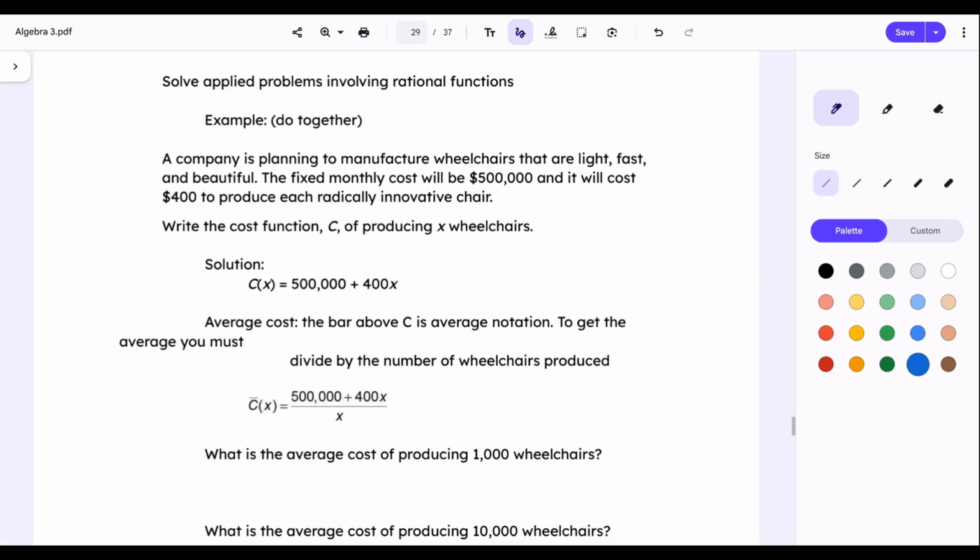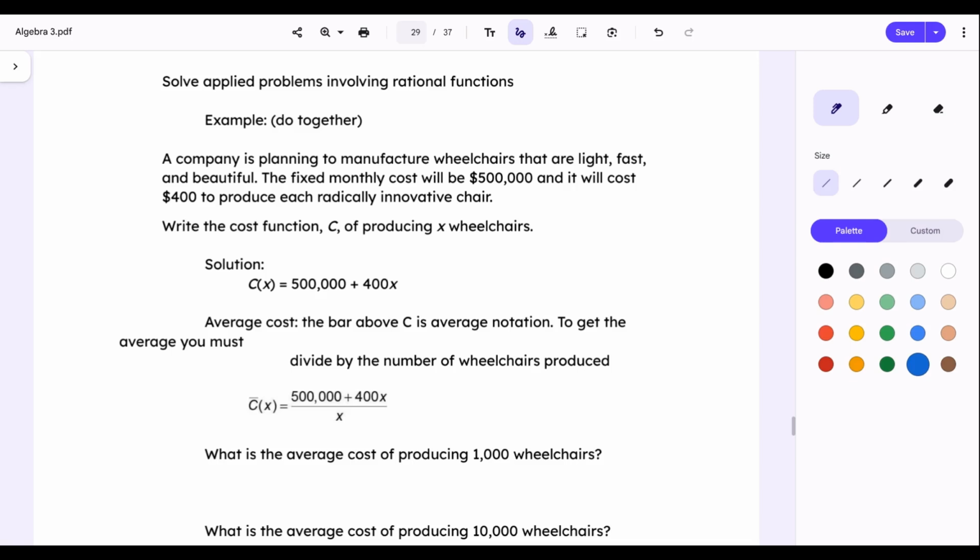Okay, the last thing we're going to do, we're not graphing. Okay, hallelujah. What we're going to do here is figure out how to work with a function that represents this idea. We're talking about how much it costs for something to be manufactured and what they should maybe sell it at. So this example is saying that a company is planning to manufacture wheelchairs that are light, fast, and beautiful.